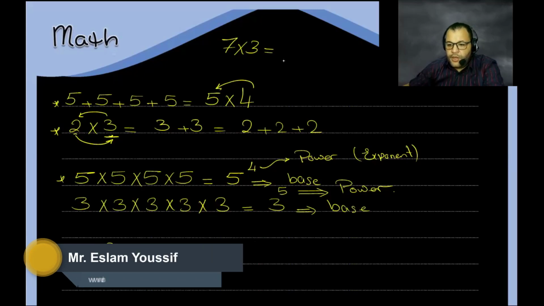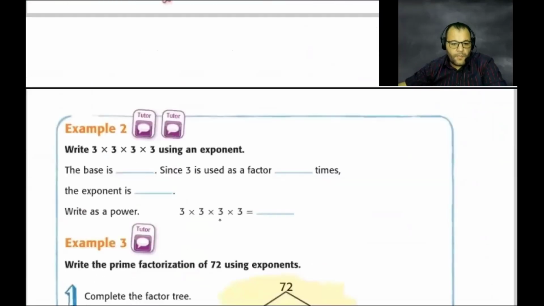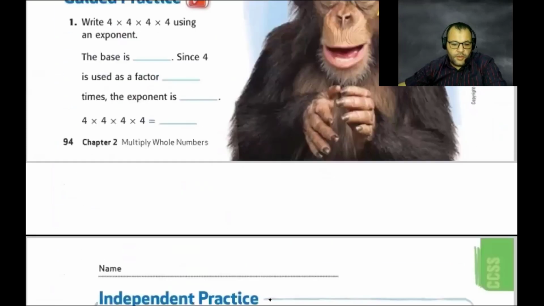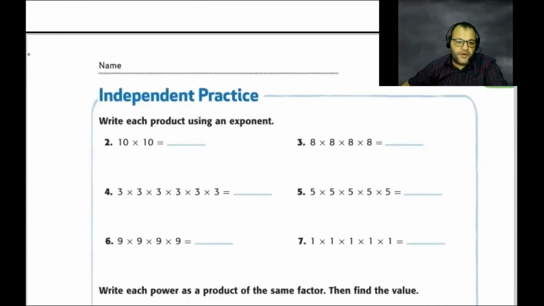No. Okay, it's easy. So open your book, please. Open your book, page 95. Who can solve with me question number 1? Abdurrahman, question number 2. What is the answer for number 2?